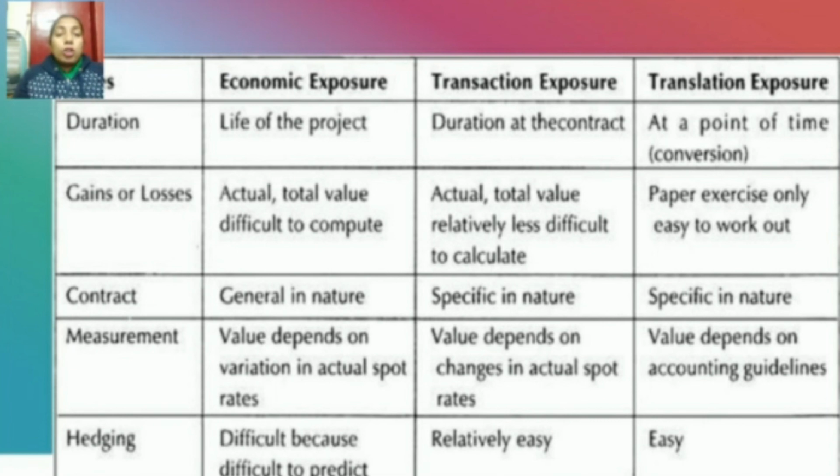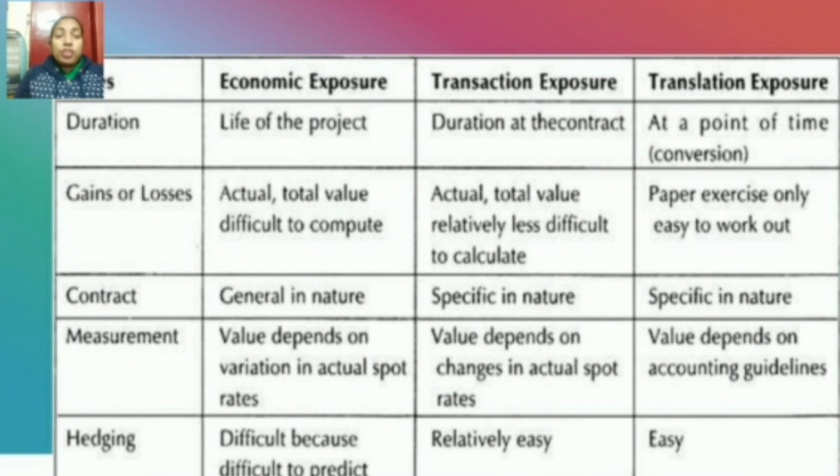On the basis of gains and losses, economic exposure gives us an actual total value that is difficult to compute. For transaction exposure, the actual total value is relatively less difficult to calculate, and translation exposure is a paper exercise only, very easy to work out. On the basis of contract, economic exposure is very general in nature, transaction exposure is transaction specific in nature, and translation exposure is specific in nature.